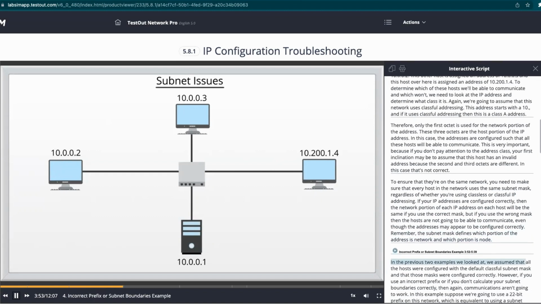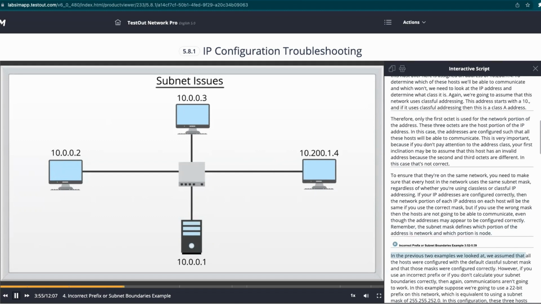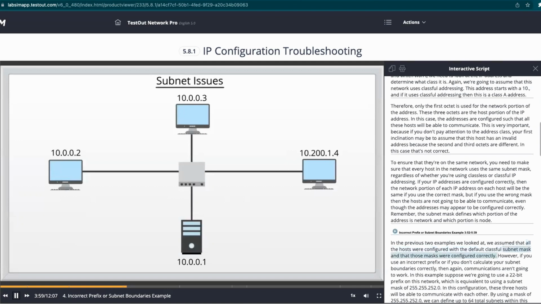Now, in the previous 2 examples we looked at, we assumed that all the hosts were configured with the default classful subnet mask, and that those masks were configured correctly.